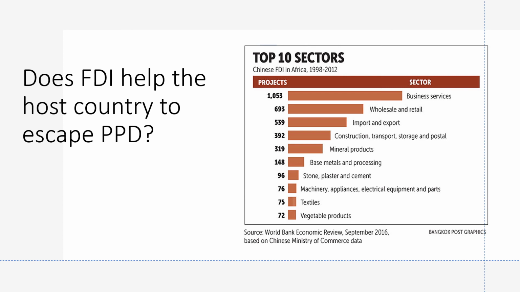So the chart shows what the Chinese have been purchasing in Africa. You can see, I would say that this looks like pretty good FDI that's beneficial for Africa. So the Chinese are funding investments in business services, retailing, construction, mining. It looks quite good to me.